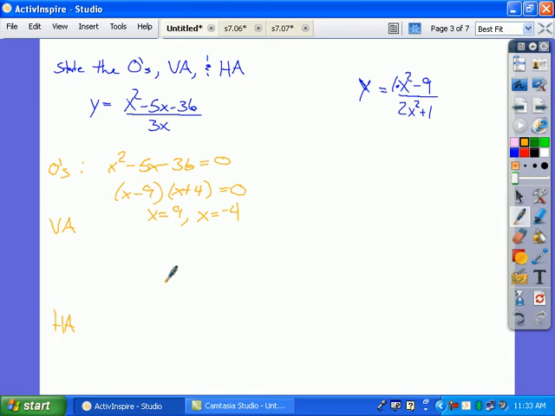For the vertical asymptote, we set the bottom to 0. So 3x equals 0, therefore x equals 0. That means there's going to be a vertical asymptote there, and that's also the value that's not in the domain, right? Wherever the vertical asymptote is, that's where the domain is not. Okay? So we get a vertical asymptote here.